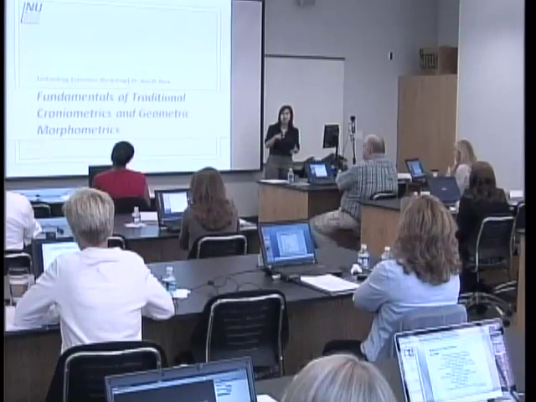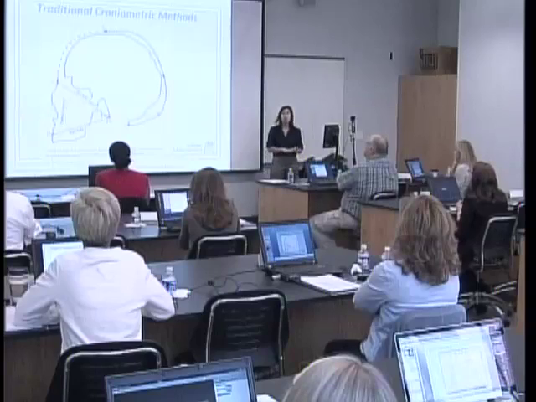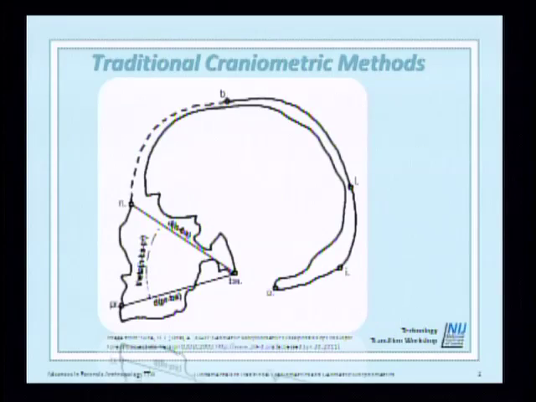All right, so fundamentals of traditional craniometrics and geometric morphometrics. And if you don't mind, I may have to use my cheat sheet a couple of times for this one. All right, so historically speaking, traditional craniometrics has been based on sets of caliper measurements. What you are measuring is the distance between the endpoints of your calipers, right?